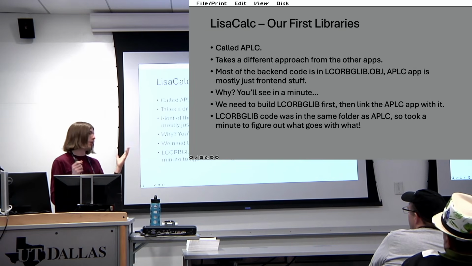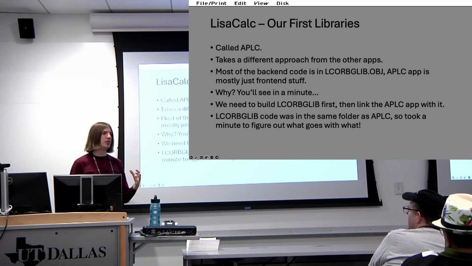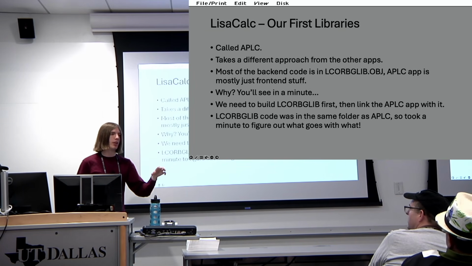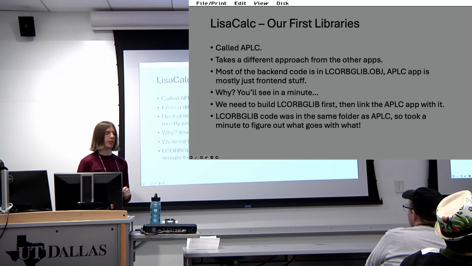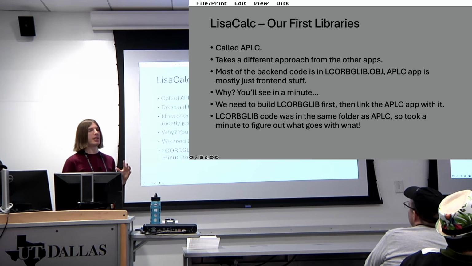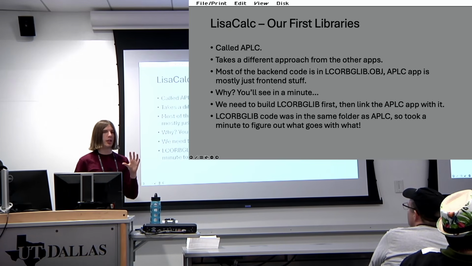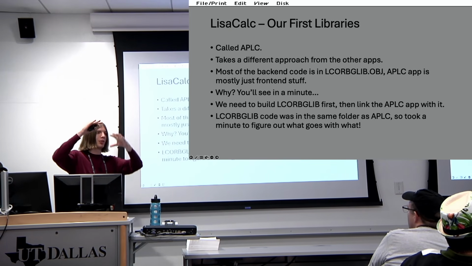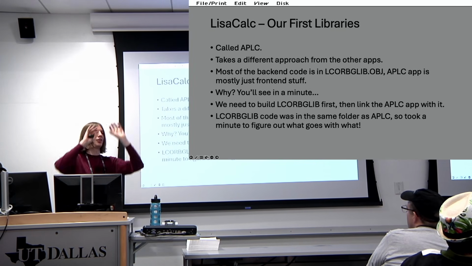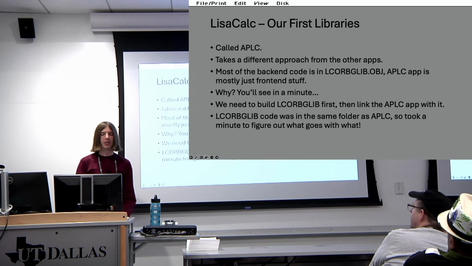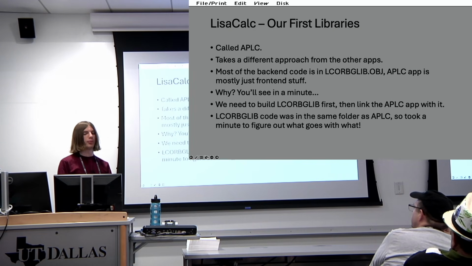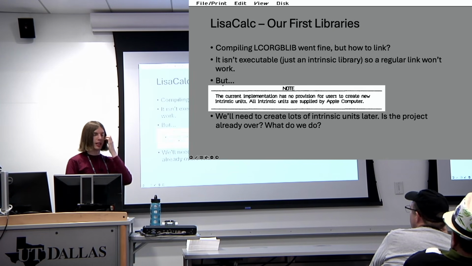But what this means is that we need to build LC or BGlib before we build Lisa Calc itself, so that we can then link Lisa Calc with LC or BGlib. And the LC or BGlib code ended up being in the Lisa Calc directory. So it took a second to figure out what code goes with LC or BGlib and what code actually goes with Lisa Calc itself, because there's no guidance on any of this. But eventually, once I figured it out, I was able to start building LC or BGlib.